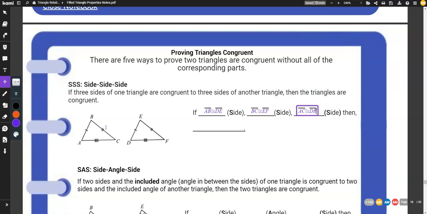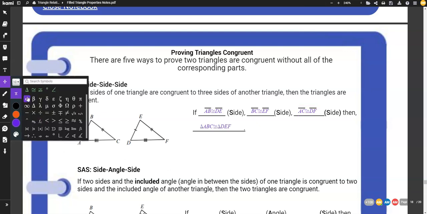And the way we write this congruent statement is, again, we need to follow the line. So if we start at A and cross over 1 tick mark to get to B, then on our second triangle, we need to start at D and go across the 1 tick mark to get to E, B to C, E to F. So triangle ABC is congruent to triangle DEF.